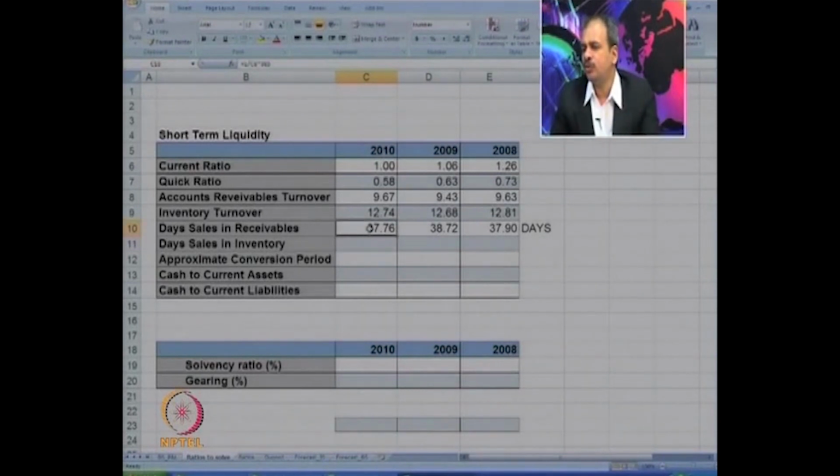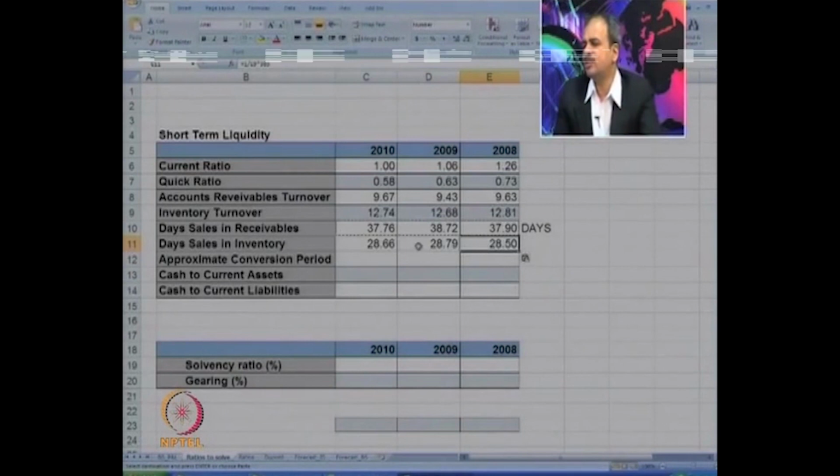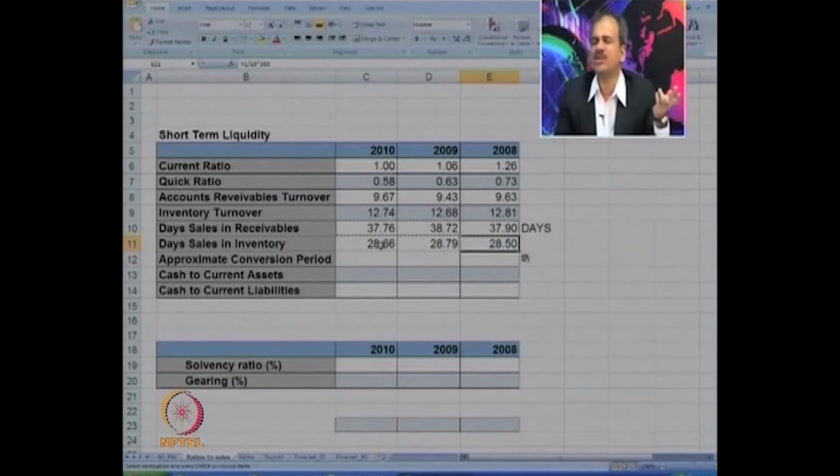Same thing we can do for inventory. In terms of number of days, again about a month, slightly less than a month. So it was 28, now it has slightly increased, one can say, to 28.66. So there is neither a major increase in the performance of management of debtors, nor any decrease.